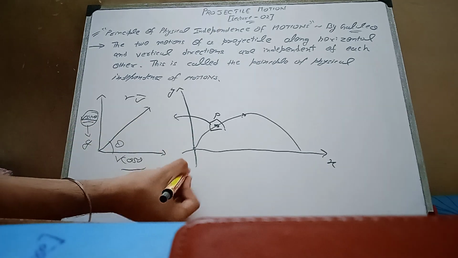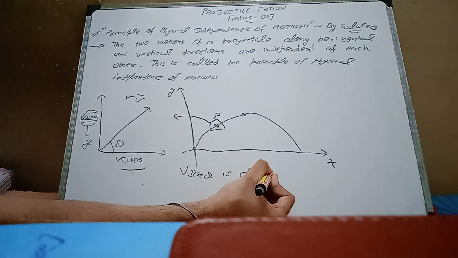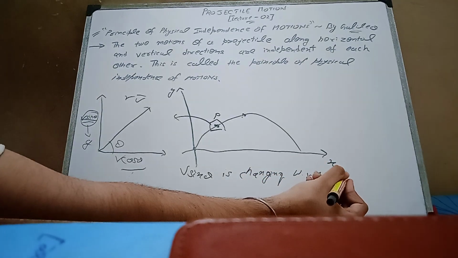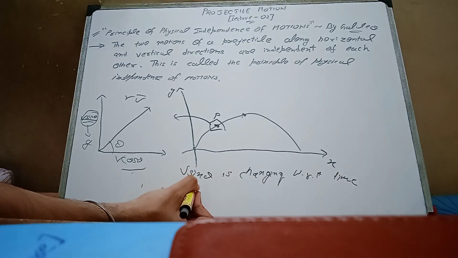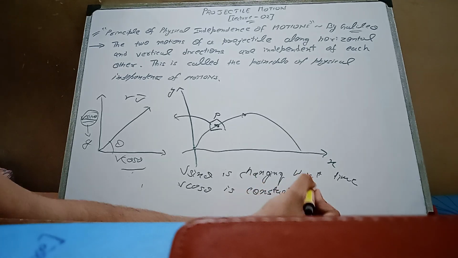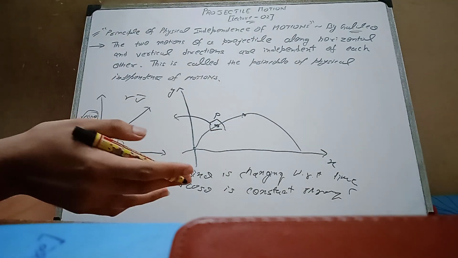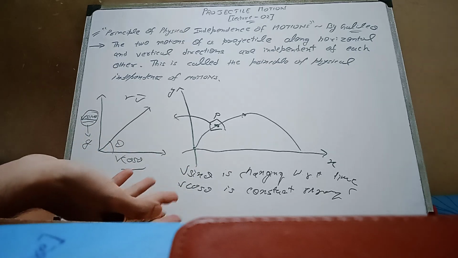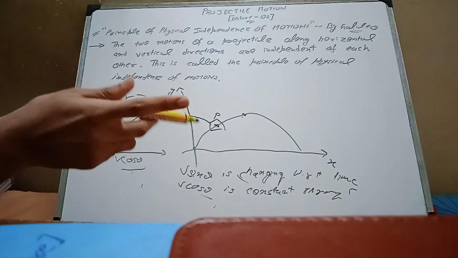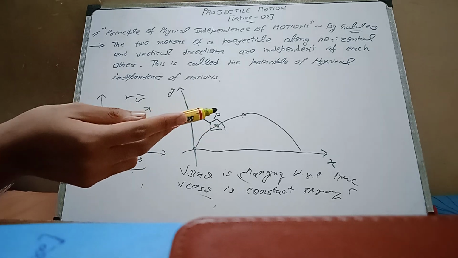V sin theta is changing with respect to time, but v cos theta is constant throughout. My handwriting is poor, I know that, but you can understand that v sin theta is changing, not constant, but v cos theta is constant. This means they both are independent of each other. I hope that's clear.